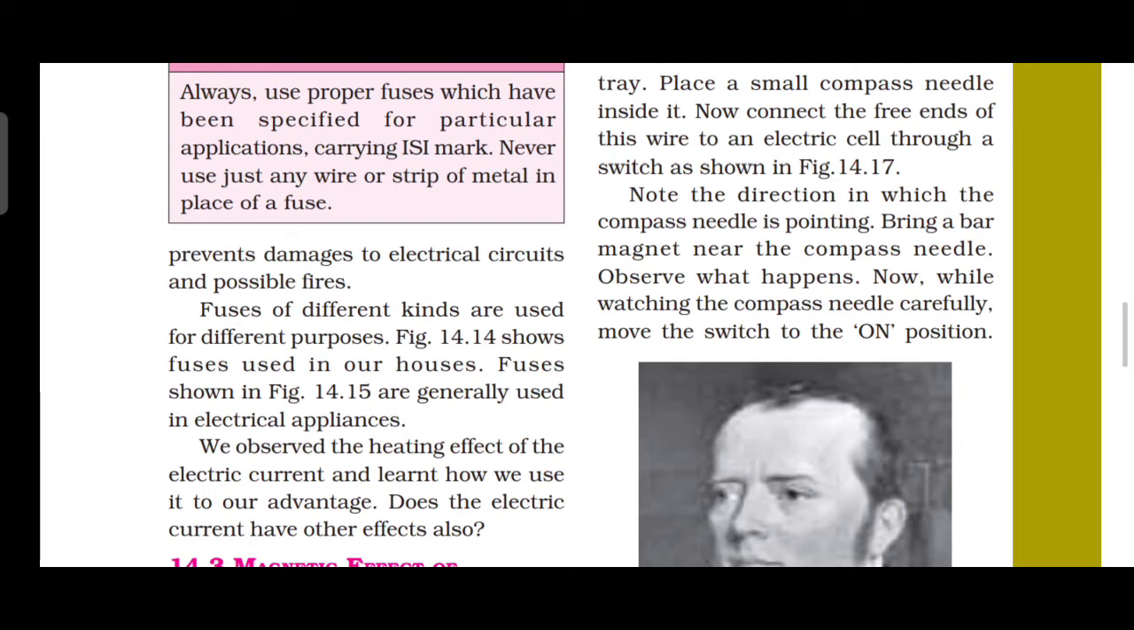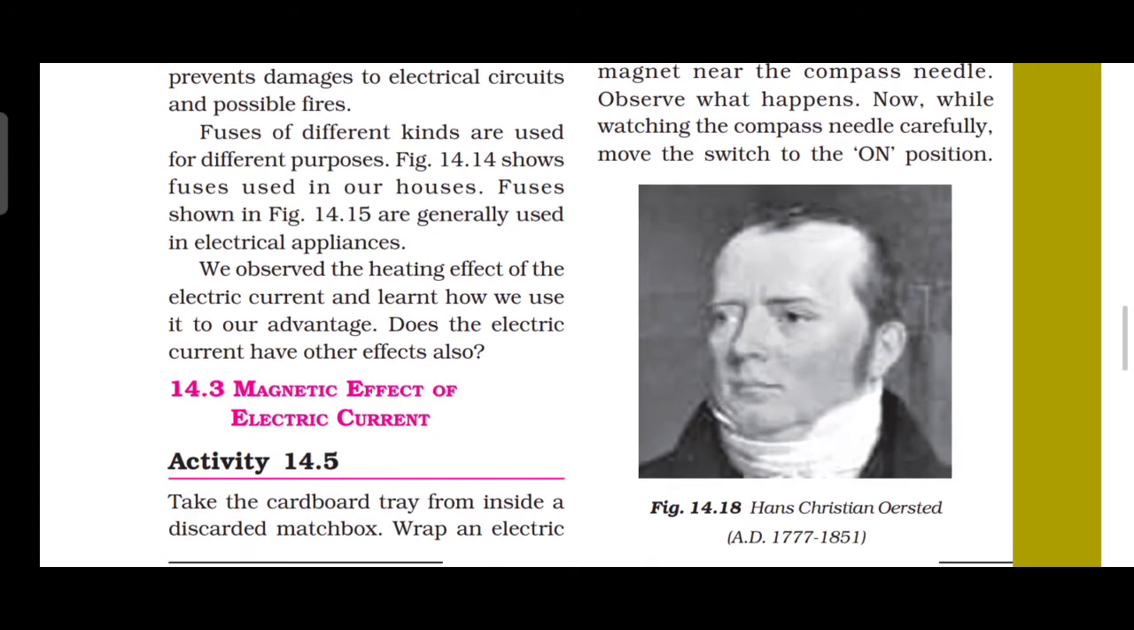A fuse is a safety device which prevents what? Damages to electric circuit and possible fires also. Then fuses of different kinds are used for different purposes. Fuses used in our houses are shown in picture 14.14, and in electrical appliances we are using this type of fuse, 14.15. Okay. Then the next topic is magnetic effect of electric current.